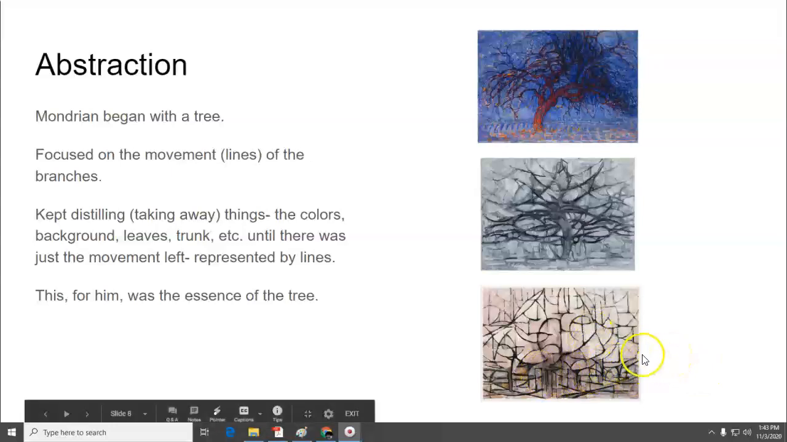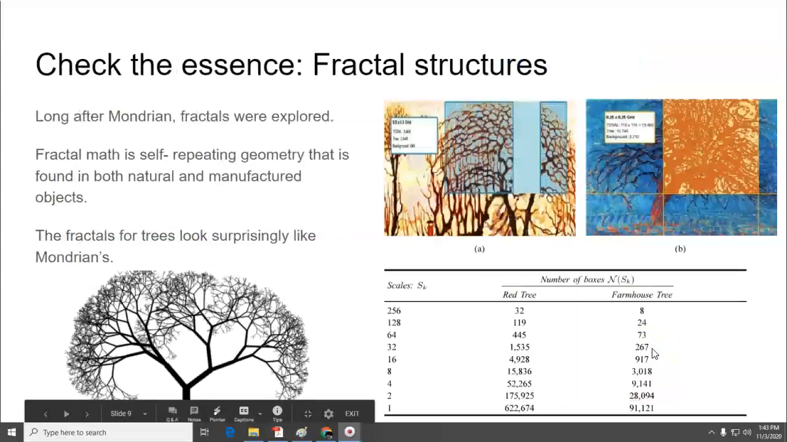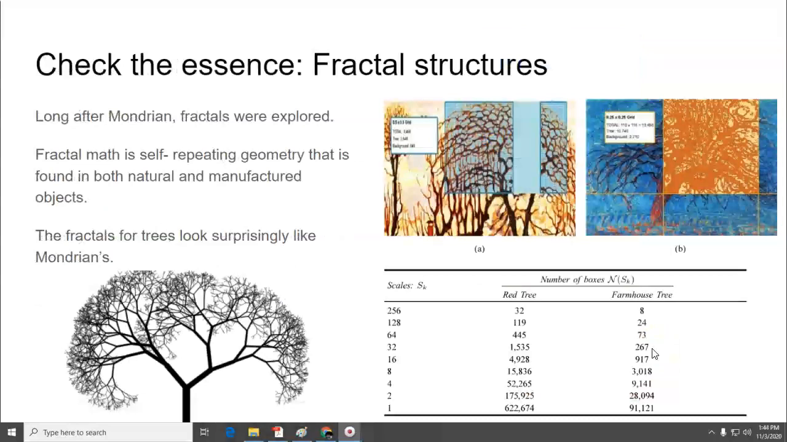That's pretty non-objective, pretty abstract, the bottom one. But how close is it to a tree? Well, when you check the essence, and we're stepping over into math for a minute, everything is made up of fractals. And this is something that was really defined after Mondrian. Fractal math is self-repeating geometry. It's found in both natural and manufactured objects. Everything from the way your cells are in your body to the whole outline of islands are fractals. And they are determined by equations.